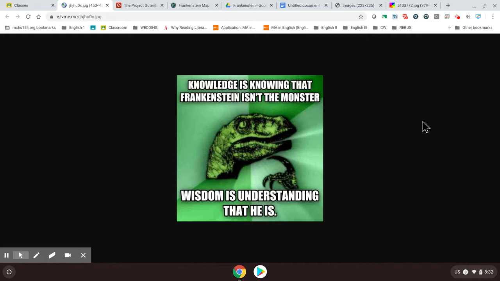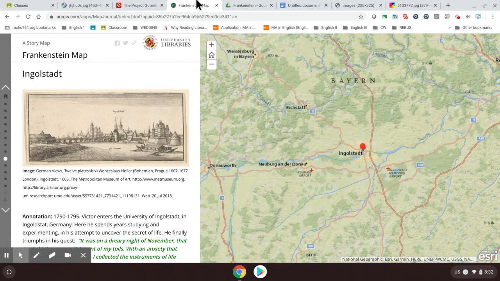So now we actually see what kind of person he is, because if you remember when we left off, as far as where we are in our map, Victor is 17 and he goes off to school to study at university in Ingolstadt, which is in Germany. So he is now away from Switzerland, away from Geneva and his family.